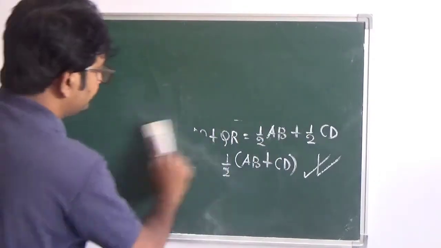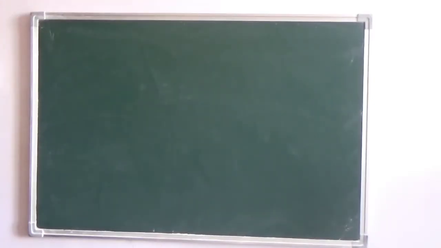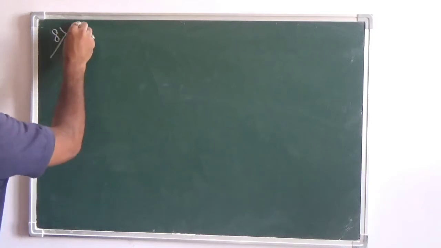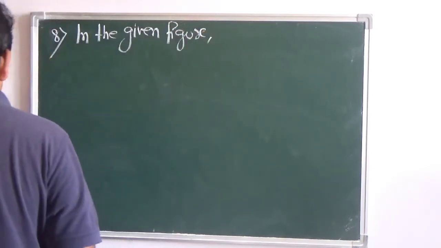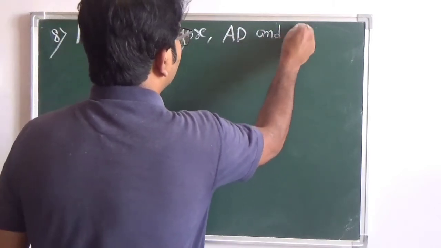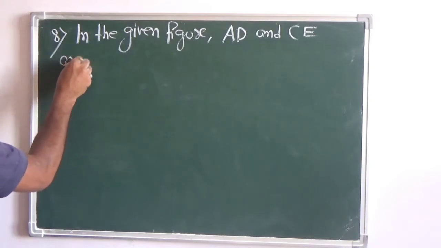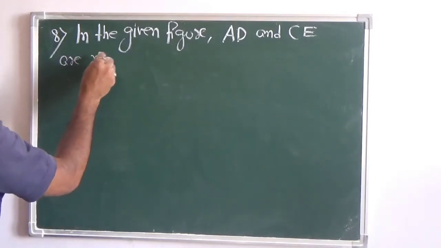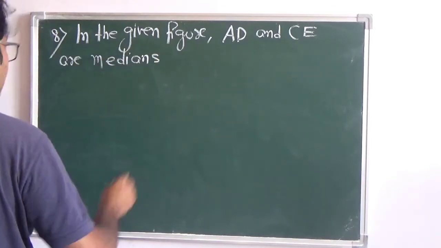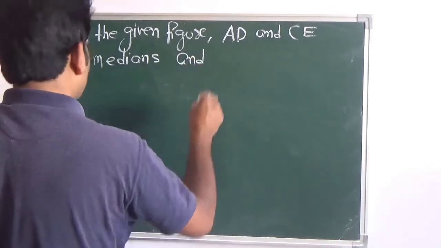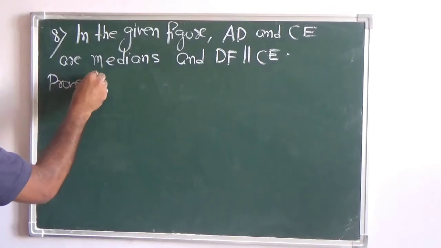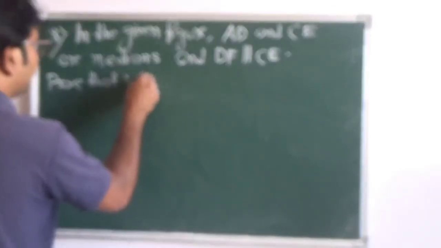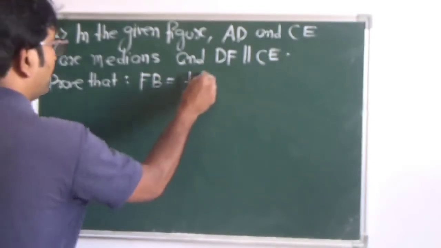Question number 8. So let us take question number 8. In the given figure, AD and CE are medians, and DF is parallel to CE. Prove that FB is 1 by 4 of AB.